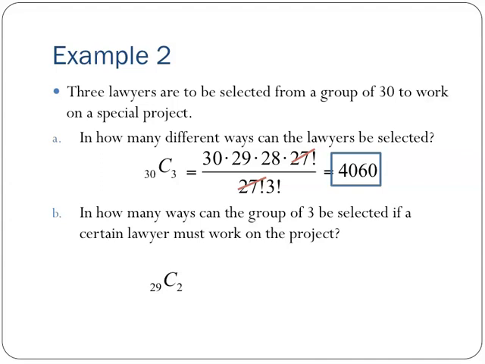Okay, simplifying this, we have 29 times 28 times 27 factorial on the top. On the bottom, 27 factorial times 2 factorial. And that is going to be 29 times 28 divided by 2 factorial, and so that's 406.